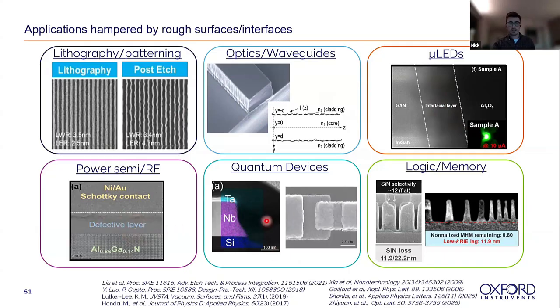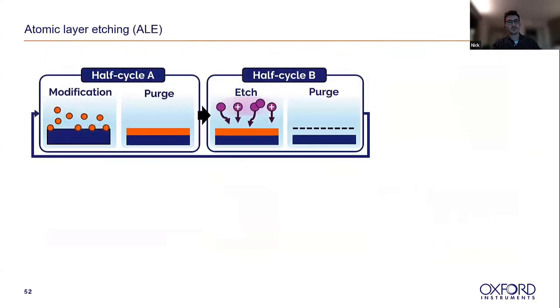For quantum devices, it's extremely important to make sure you reduce roughness and reduce contamination, because any roughness and contamination will couple into your qubit and reduce your coherence time. And of course, for logic and memory applications, it's really important there as well. And we're actually already starting to see some ALE processes being applied in high volume manufacturing. So it's nice to see it following a similar trajectory to ALD.